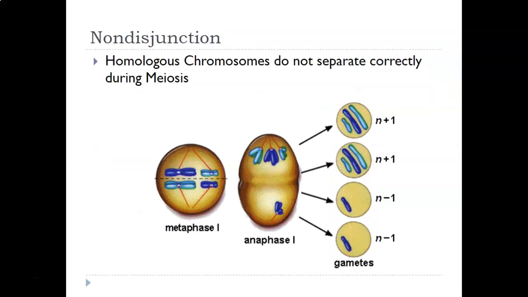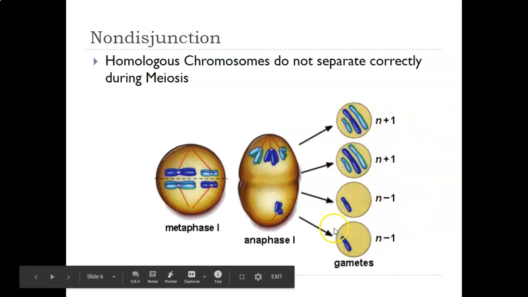So what is non-disjunction? If you remember freshman biology, you've definitely heard this word before. It is when homologous chromosomes don't separate properly or correctly during meiosis. So you're supposed to end up with an equal amount of chromosomes in each of your gametes, right? In each of your sperm and egg cells, you should have the same amount of chromosomes. What non-disjunction means is that they don't separate properly, which means that in some of them you're going to have an extra one, and in some of them you're going to be missing one.